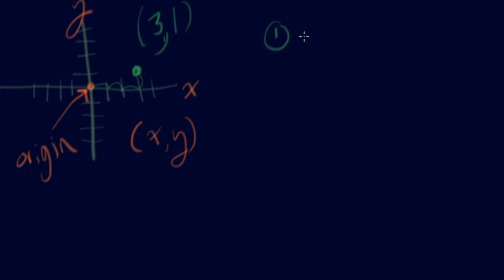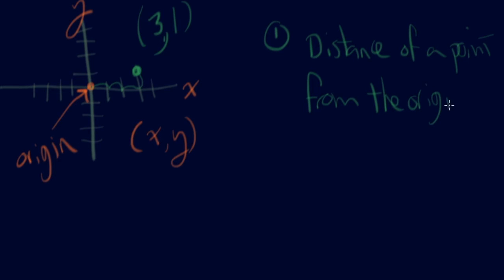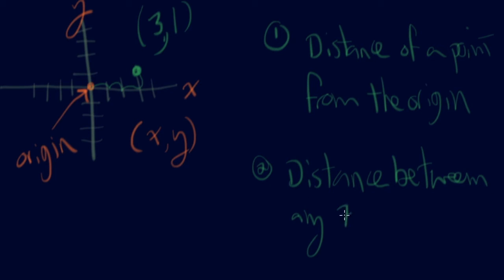So you're going to learn two things. Number one is trying to figure out the distance of a point from the origin. So that's the first thing we're going to learn. And the second thing is the distance between any 2 points. And you might be wondering, like, why? Whoa, 2 points. Why is this in the Pythagoras lesson?